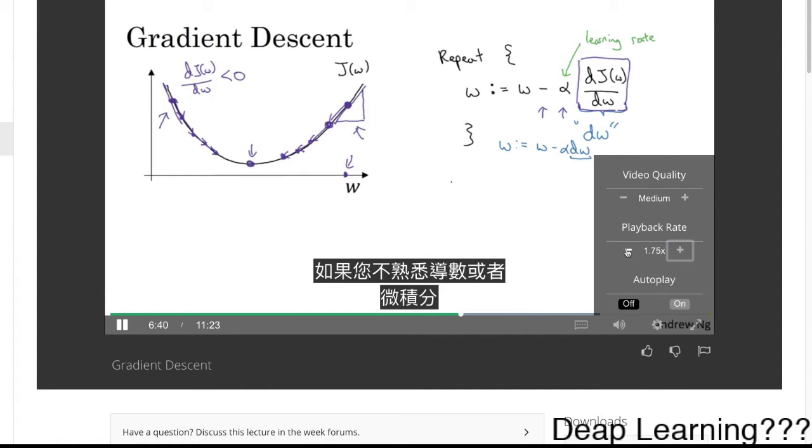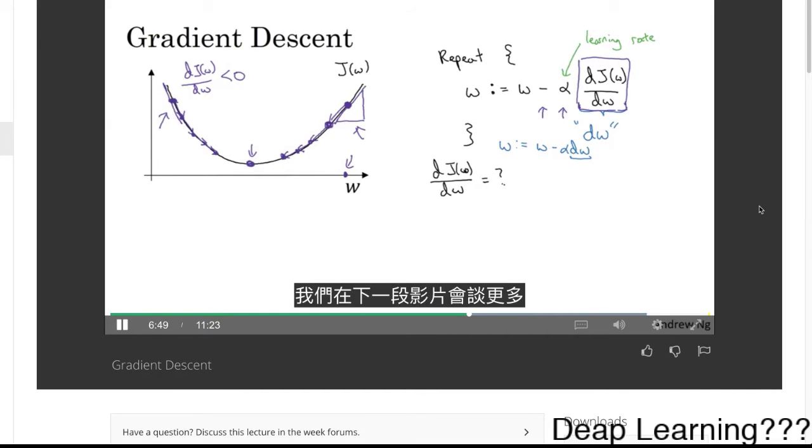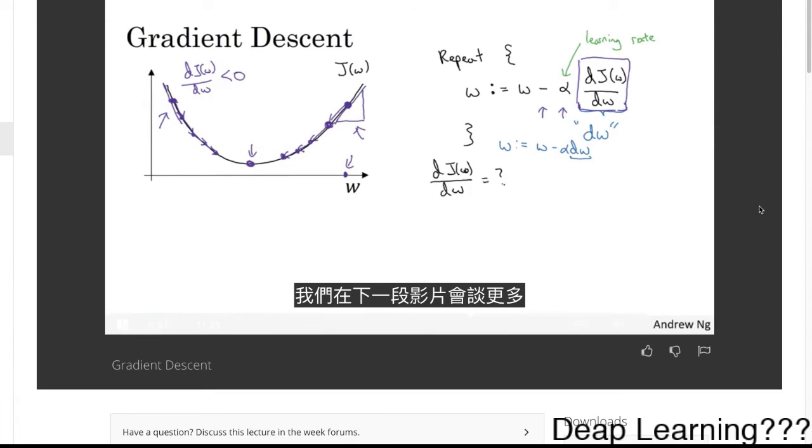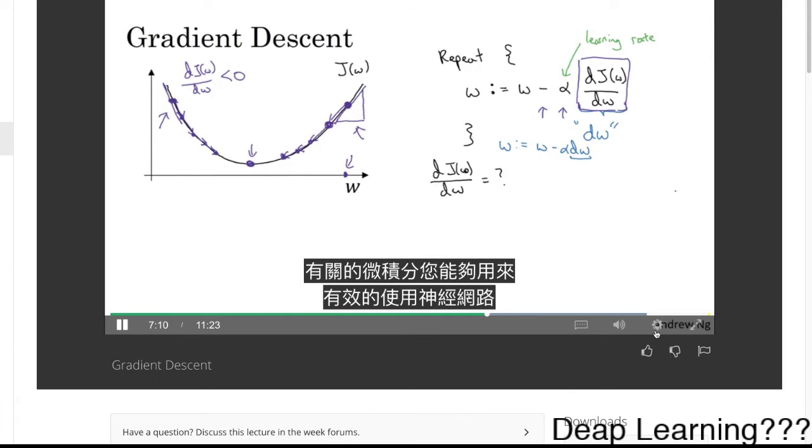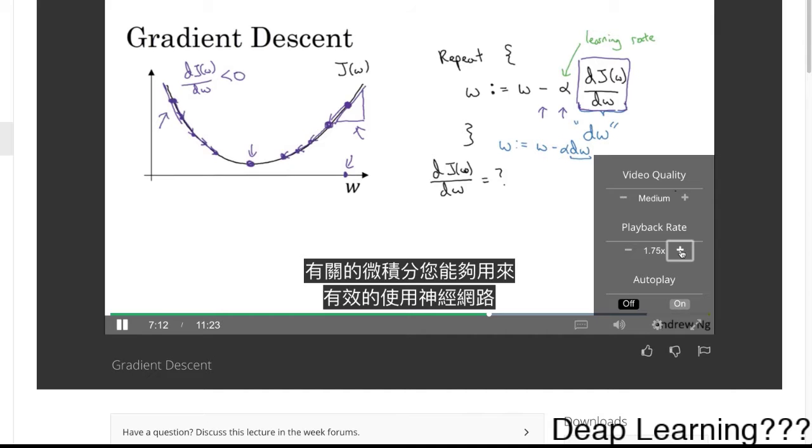If you're not familiar with derivatives or with calculus and what this term dJ of w dw means, don't worry too much about it. We'll talk some more about derivatives in the next video. If you have a deep knowledge of calculus, you might be able to have a deeper intuition about how neural networks work. But even if you're not that familiar with calculus, in the next few videos we'll give you enough intuition about derivatives and about calculus that you'll be able to effectively use neural networks.